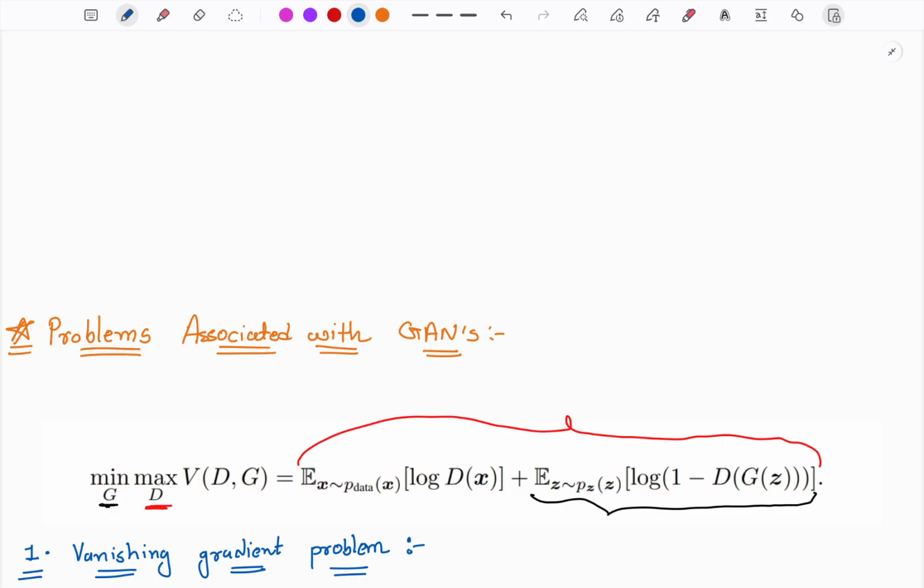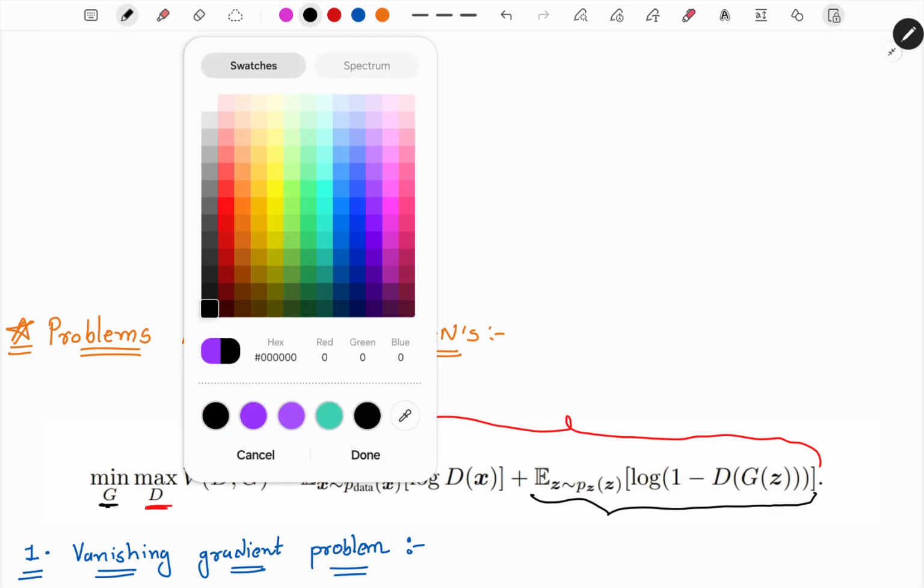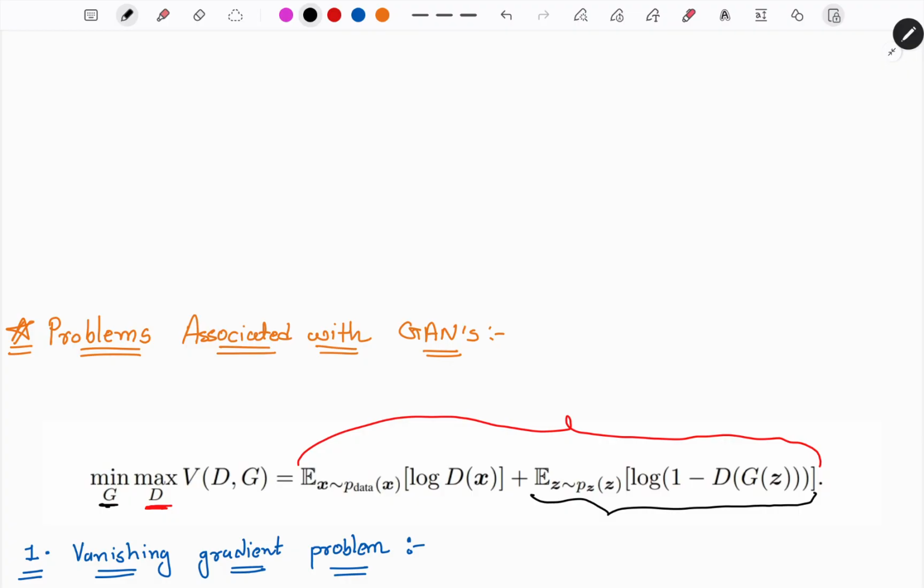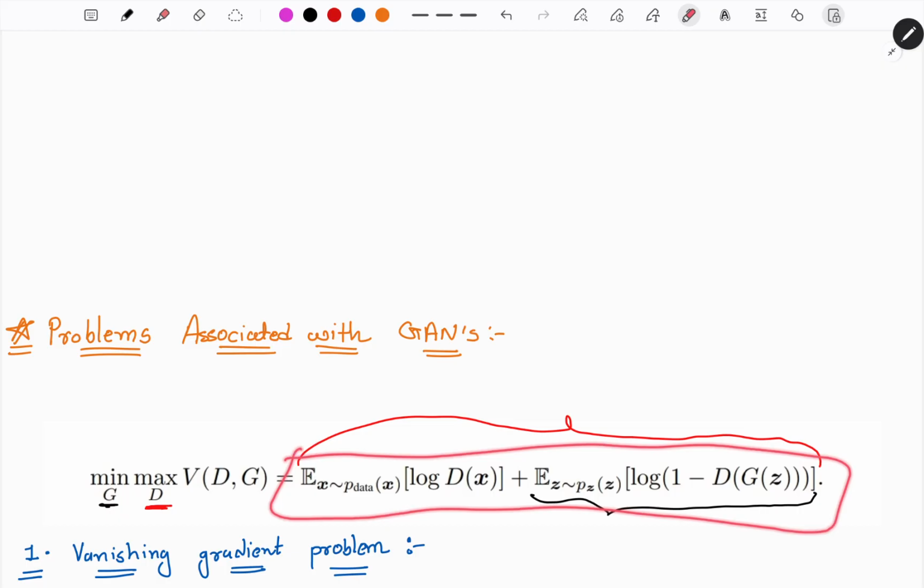Before starting, let's quickly recap what we discussed in our previous video. In the previous video, we discussed the intuition behind GAN, then some of the mathematical terms related to the GAN, and finally the mathematical terminologies and the objective function of loss. So this is the loss function of the GAN networks.